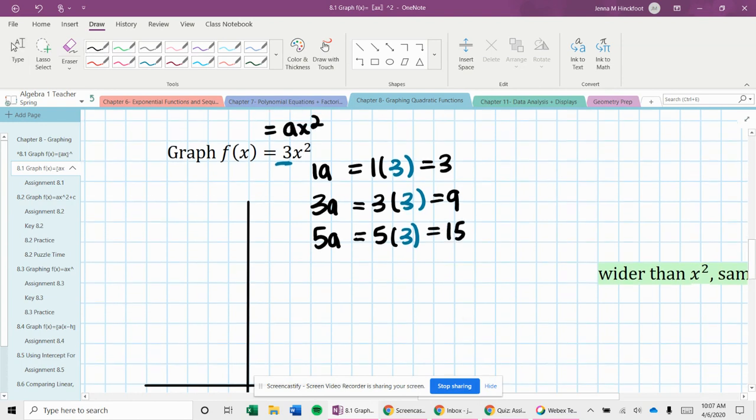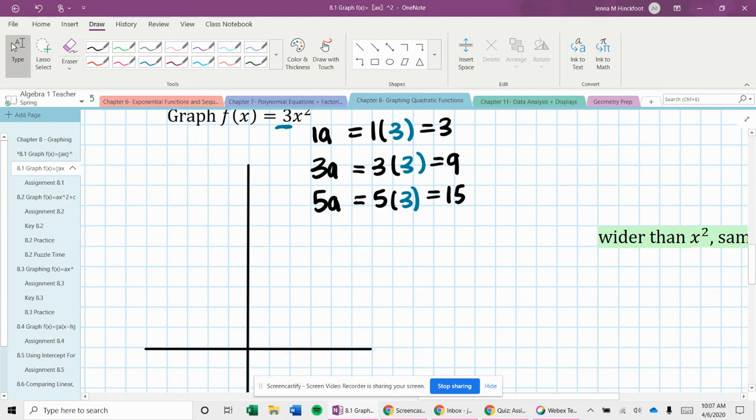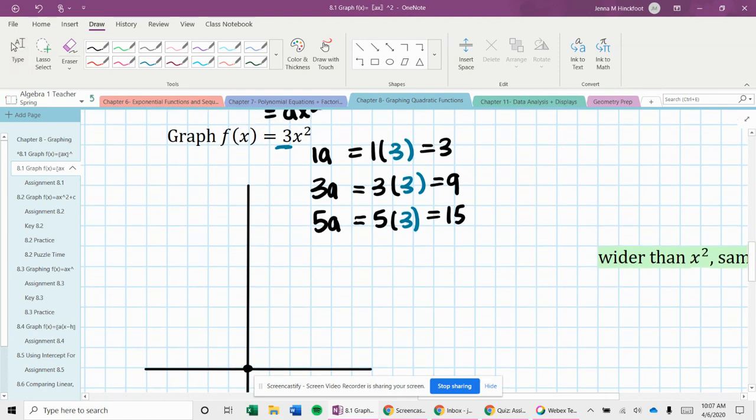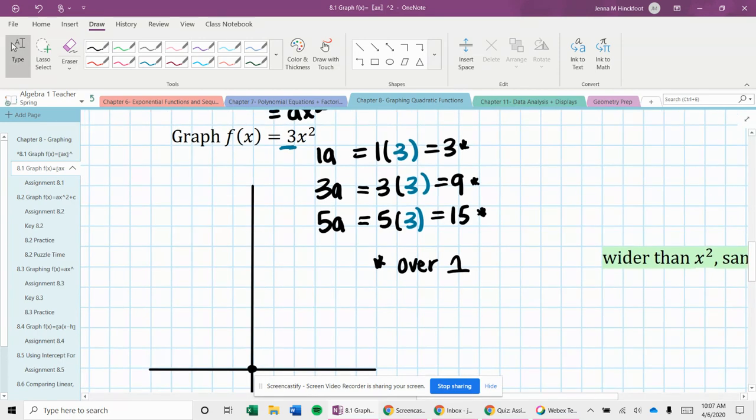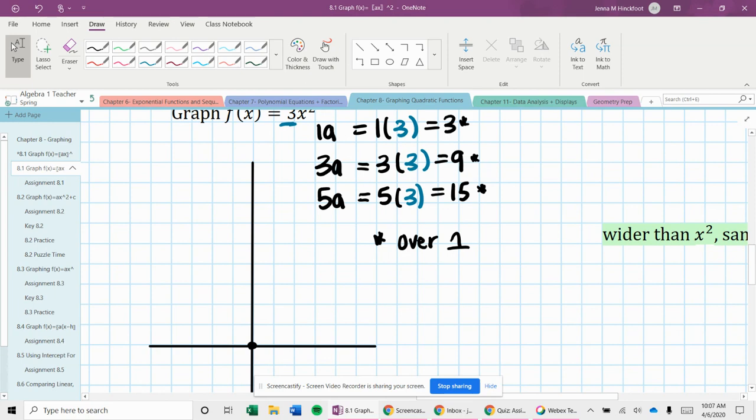Now here you're starting at 0, 0. And all this means is you're starting with your 3. So this is what you're shifting either up or down from, these numbers, and you're always going over 1. The 3, 9, and 15 is what you're going either up or down, and then you're always going to go over 1. So from our vertex, you're going to start by going up 3 and then always over 1.